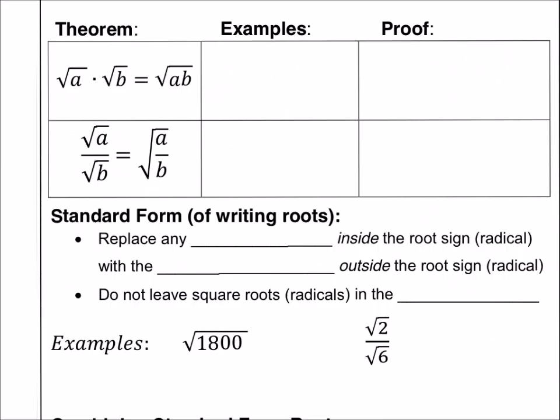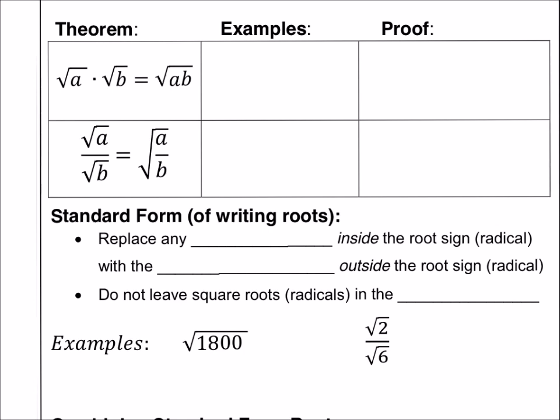Now that we've talked through the definition of square roots, let's talk a little bit about the rules or theorems that square roots have. Just like when we talked about exponent rules, radical rules also exist. So let's look at the square root of a times the square root of b. That's always going to be equal to the square root of a times b.